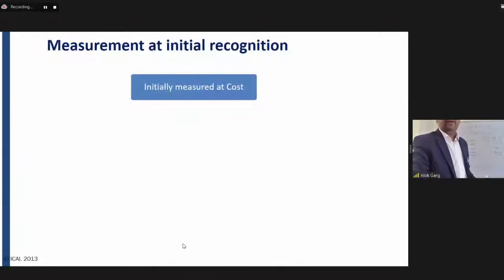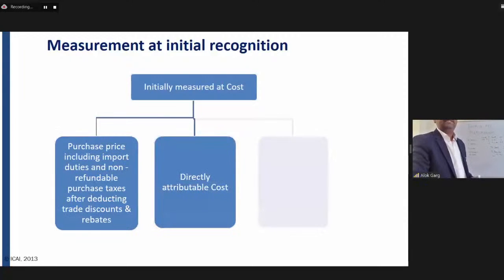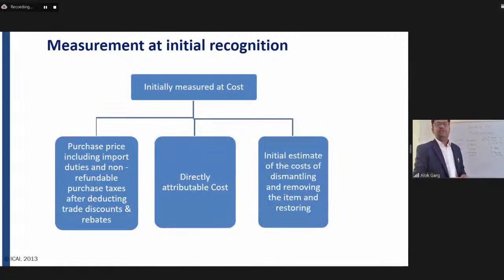So we have covered this concept: initially measured at cost, purchase price including import duties and non-refundable purchase taxes after deducting trade discount and rebates. Then there is a directly attributable cost which has to be added. Then the initial estimate of the cost of dismantling and removing the item and restoring. Okay, so we have explained this.